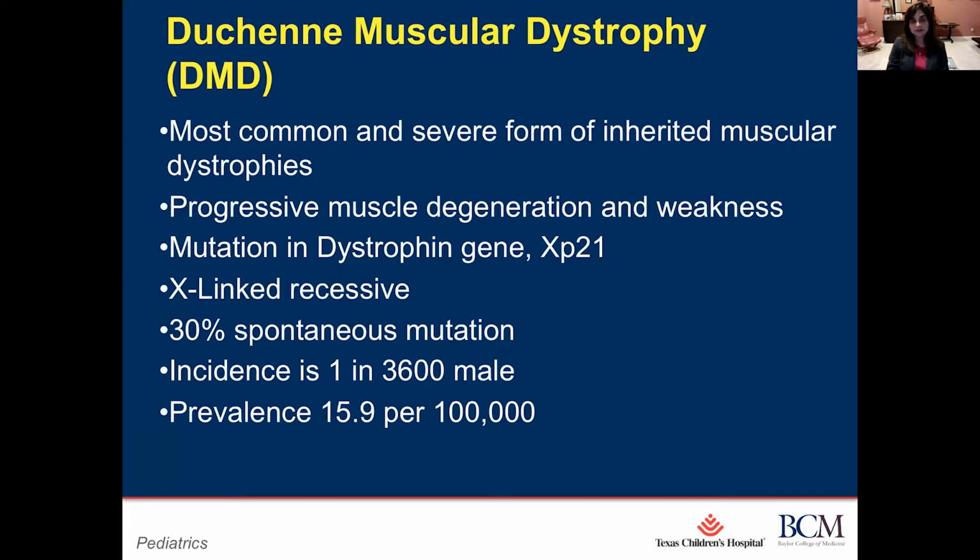It causes progressive muscle degeneration and muscle weakness. The incidence, as I said, is the most common: 1 in 3,600 males, and ranges from 3,500 to 5,000 males. The prevalence is around 16 per 100,000, and we have about 9,000 to 12,000 patients in the USA.